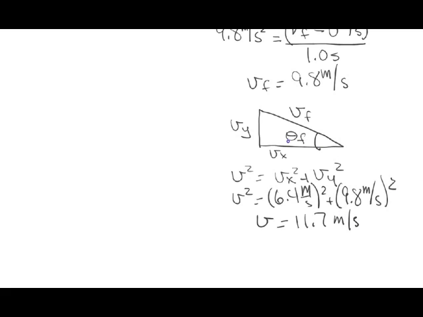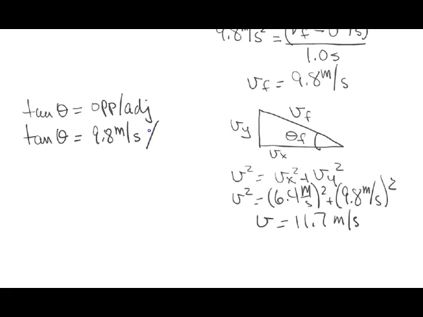Now, what is this angle theta? We know from our trigonometry that the tangent of theta is equal to the opposite divided by the adjacent. So the tangent of theta is equal to 9.8 meters per second divided by 6.4 meters per second. Tangent of theta is equal to 1.5, and theta is equal to 56.9 degrees. Now, how do you get here?